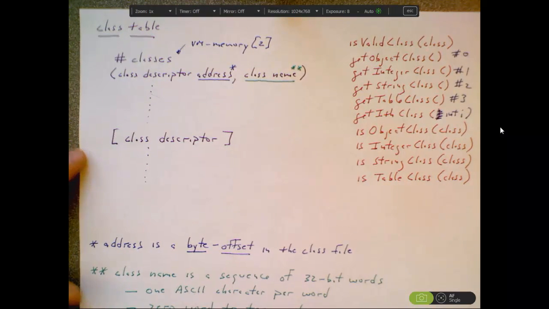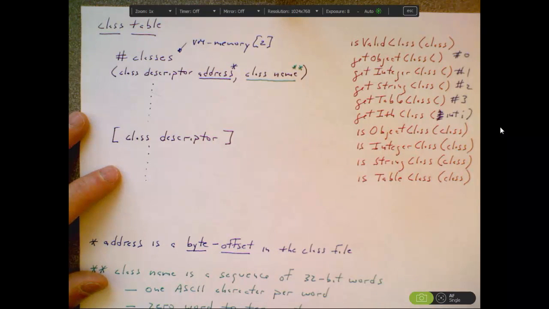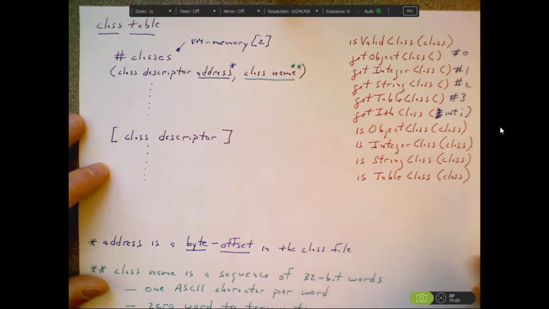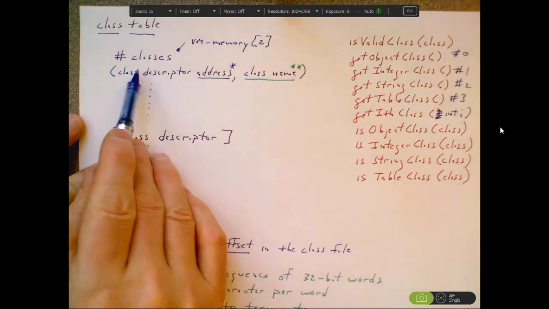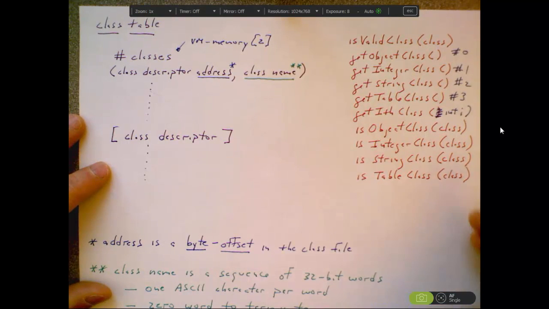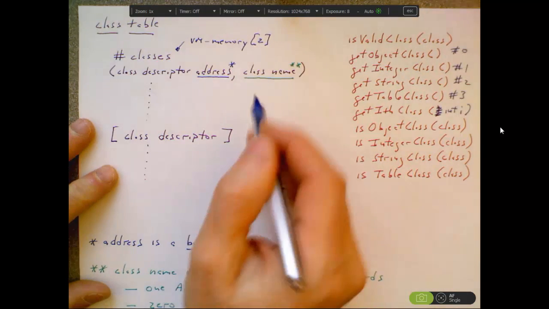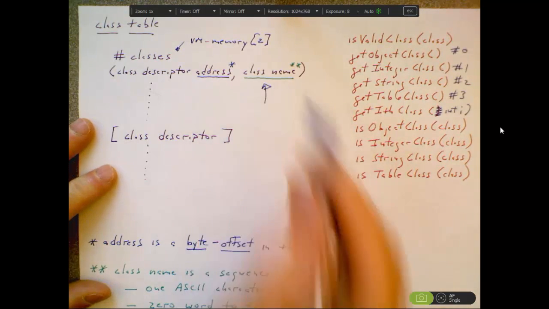Okay. Then there's 4 more functions to just validate if a class is one of the 4 built-in classes. So you pass a class in and you ask, is it an object class? Is it the integer class? Is it the string class? Or is it the table class? So again, you know where these classes are, where their class descriptor addresses are stored, what index into this table of pairs, so you can just check whether this class descriptor matches the class descriptor that you know for object class, and so on.